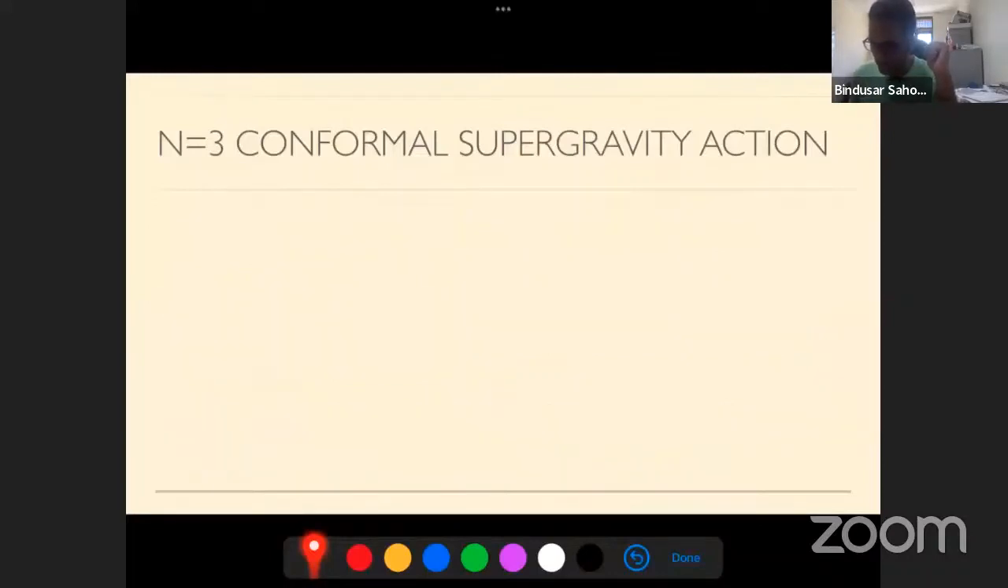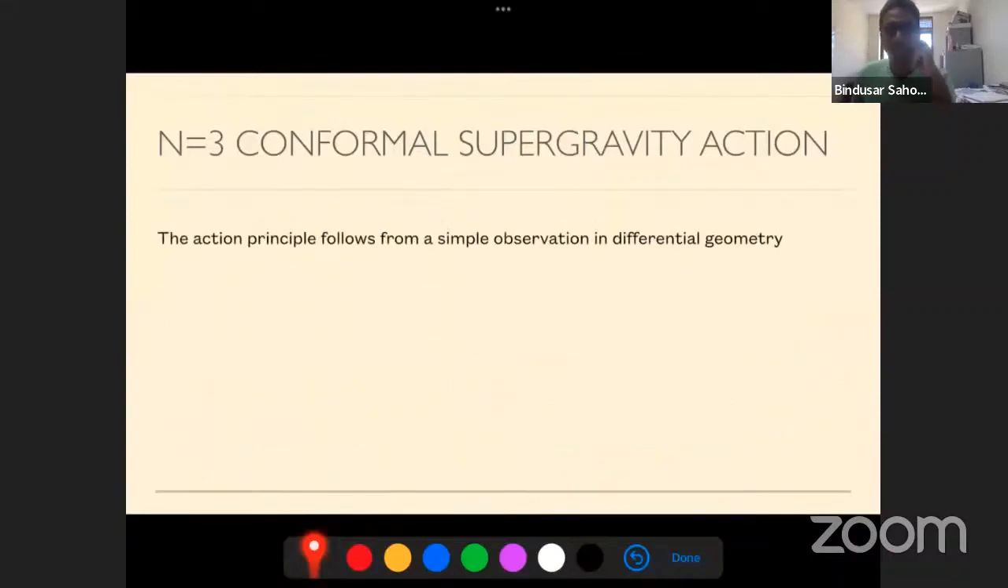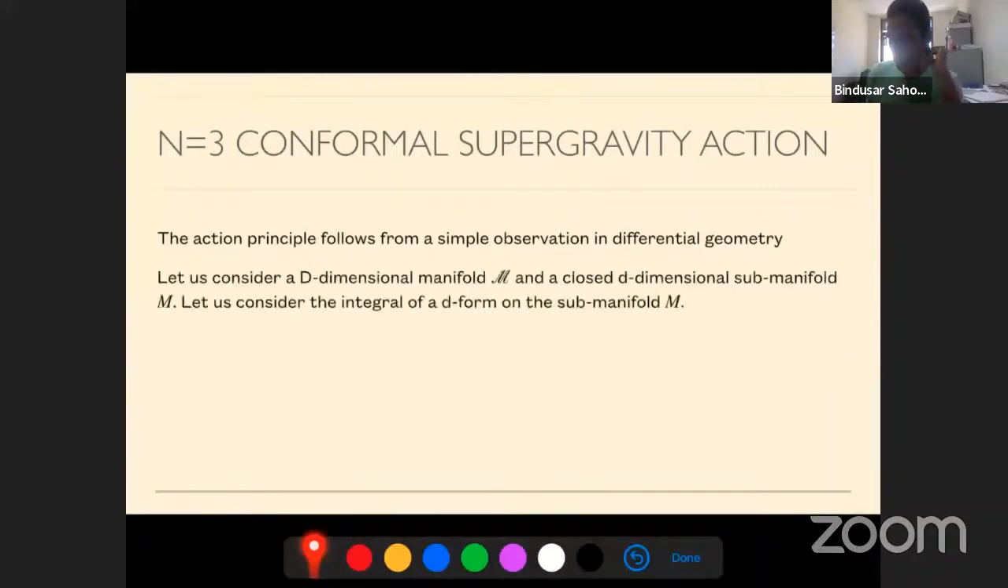Okay. Right. So this action principle actually follows from a very simple observation in differential geometry. Let me explain it using the language of differential geometry. So consider a D-dimensional manifold curly M. This is a larger manifold, and in that manifold you have a small d-dimensional submanifold M. Let us consider the integral of a d-form J on this submanifold.